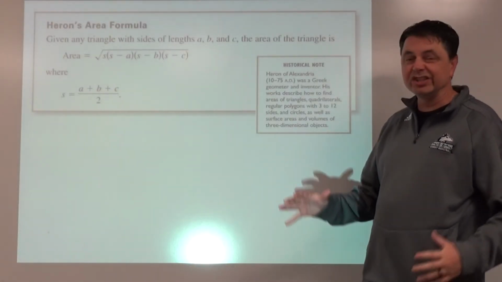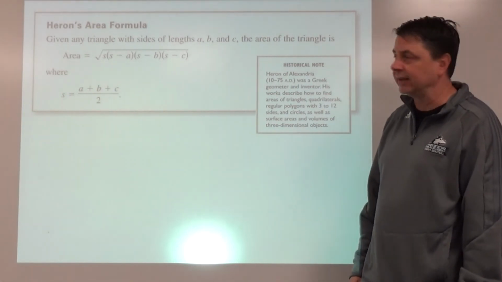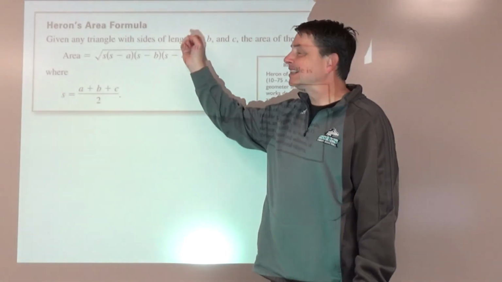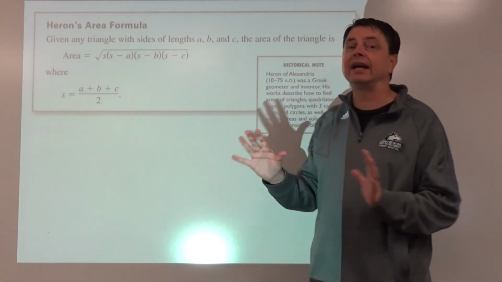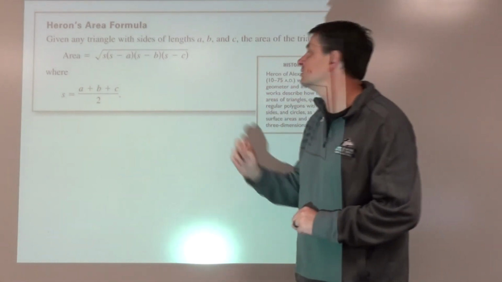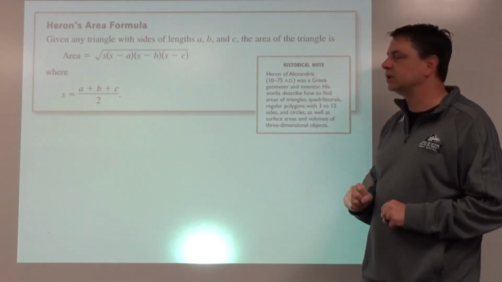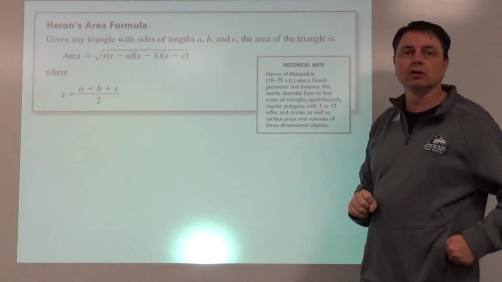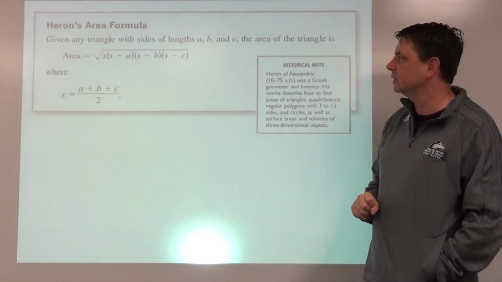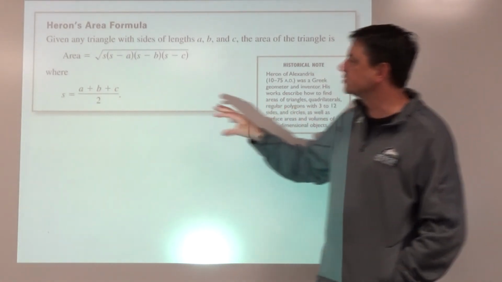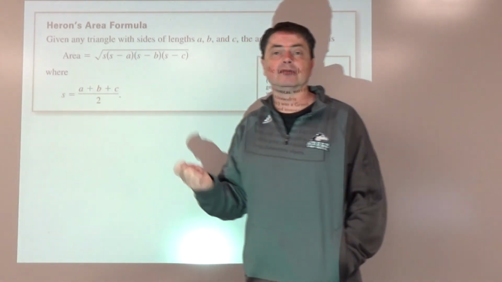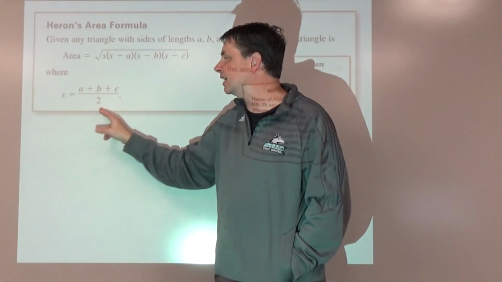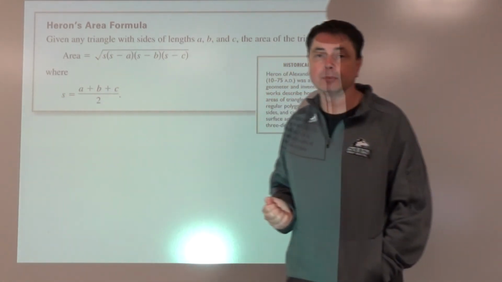Heron's area formula is another way to find the area of a triangle in a side-side-side case, so knowing no angles, not knowing the height of the triangle, just knowing the three sides. Heron was a Greek mathematician in the early AD years. And it involves finding s, the semi-perimeter. So it's half of the perimeter. So add up the three sides, divide by 2, you've got the semi-perimeter.